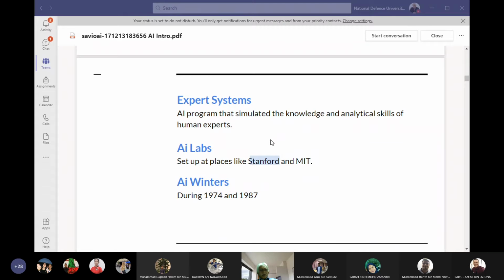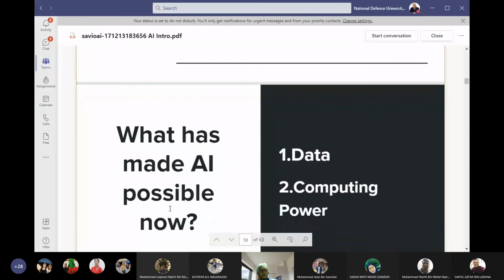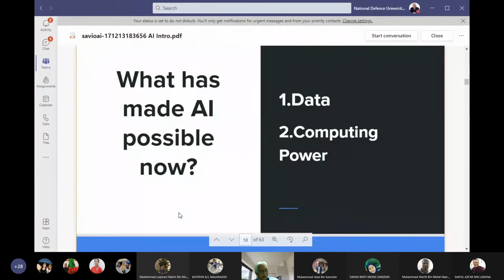All right. Now we go back to our lecture. So AI labs, AI winters. They have a few more conferences: 1974, 1987, maybe a few more which are not listed here. So that group of people will come back to have the discussion on AI. Anyway, what has made AI possible? Last time AI was very popular, and then after a certain number of years it was not really popular, it went down. But now, in the era of 4IR, the fourth industrial revolution, AI came back into the picture.